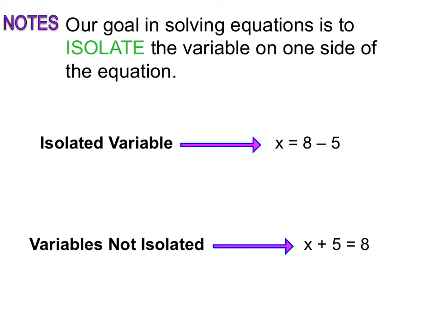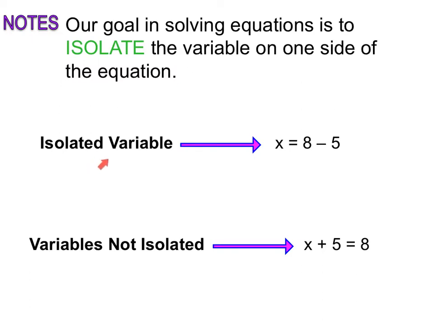Our goal in solving all equations is to isolate the variable on one side of the equation. And it doesn't matter if it's one-step, two-step, or multi-step equations. Our goal is to always isolate whatever variable we're solving for on one side of the equation. So what does that mean?